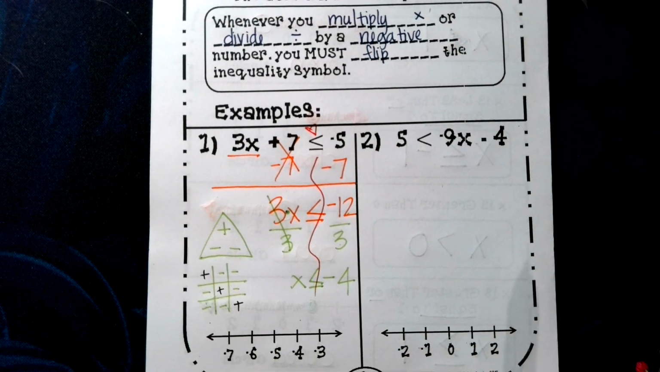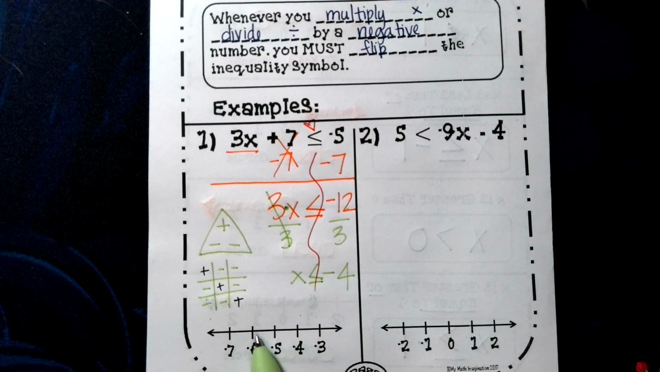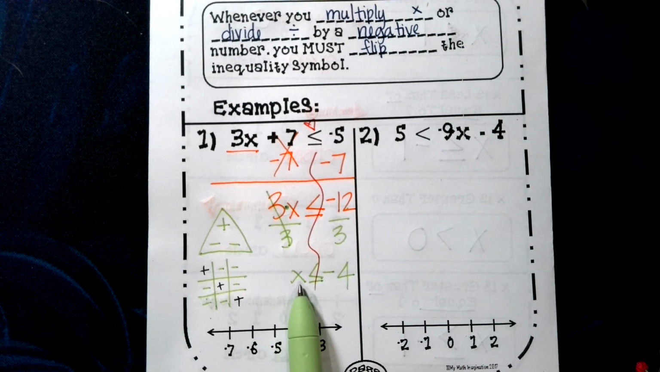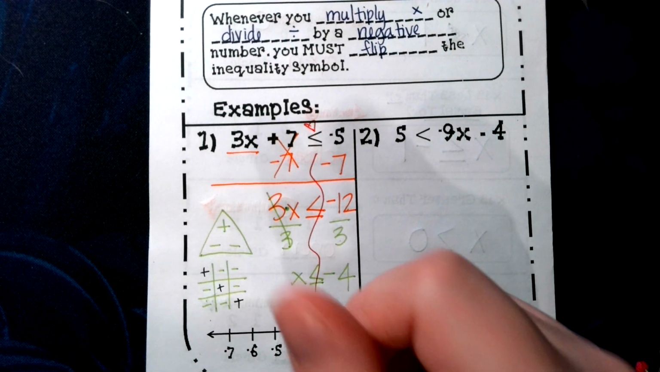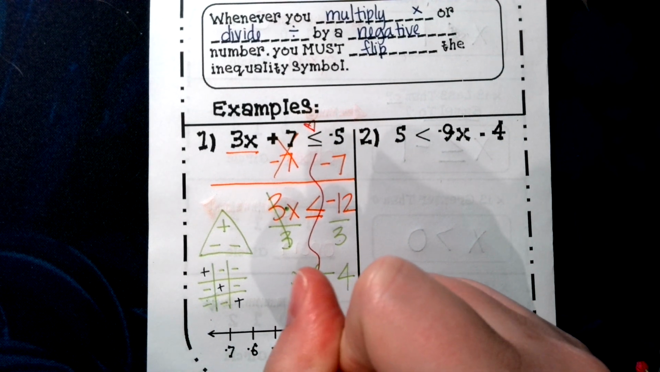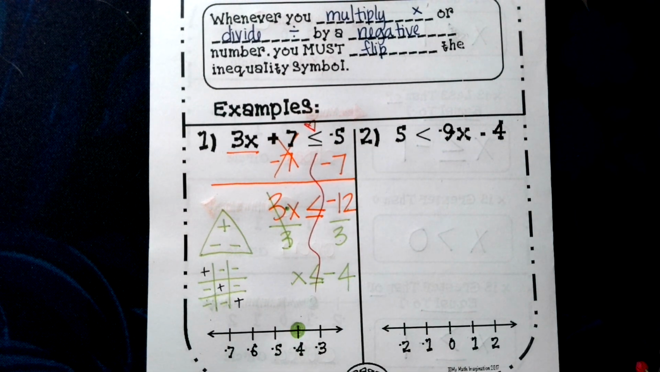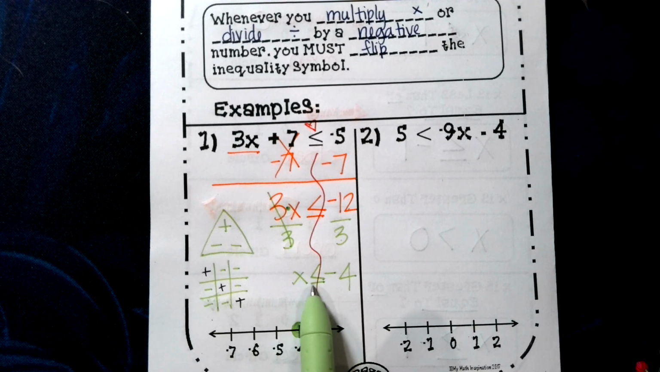But like I said, we're not quite done yet. Now we're going to graph it on the number line. So if I have x is less than or equal to negative 4, is that going to be an open or closed circle? Why is it closed? That's right. Whenever it has the line underneath, you have to color it in.